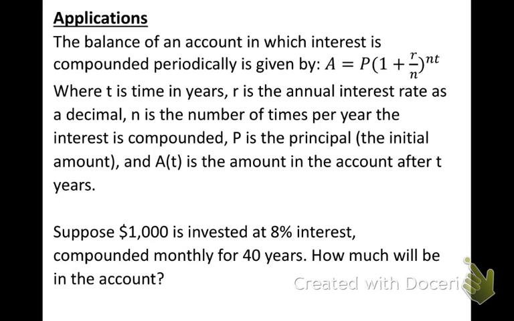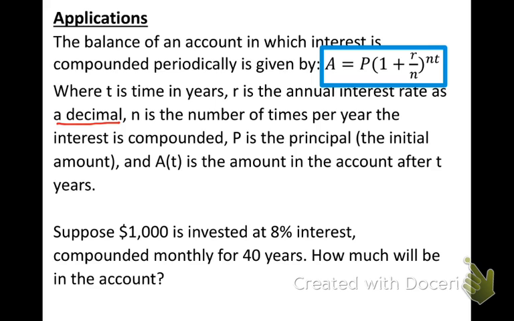Applications, exponential function applications. That's where we're at now. Lots of words, but we're going to sort through them. We're going to break this down. It says the balance of an account in which interest is compounded periodically is given by A equals P times (1 plus r over n) to the nt, where t is my time in years, r is the annual interest rate as a decimal, n is the number of times per year the interest is compounded, P is the principal, that initial amount of money, and A of t is the amount in the account after t years.